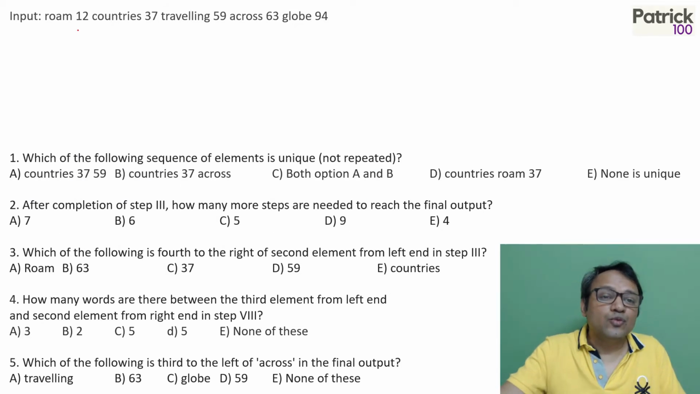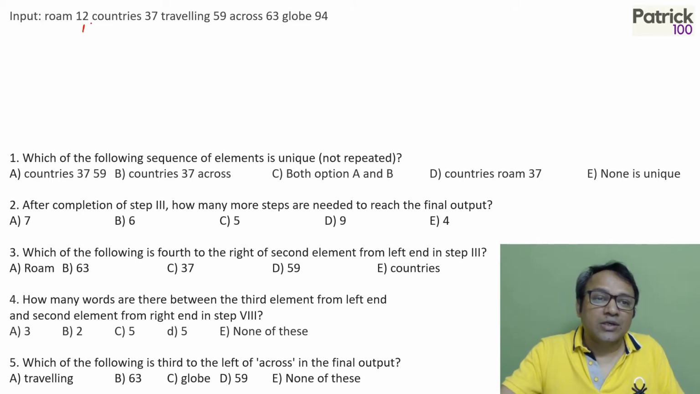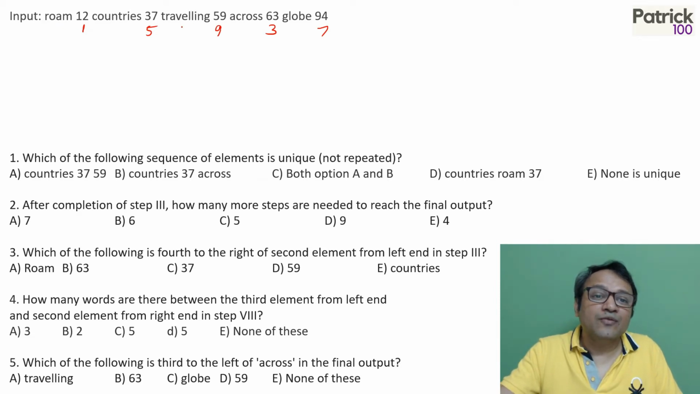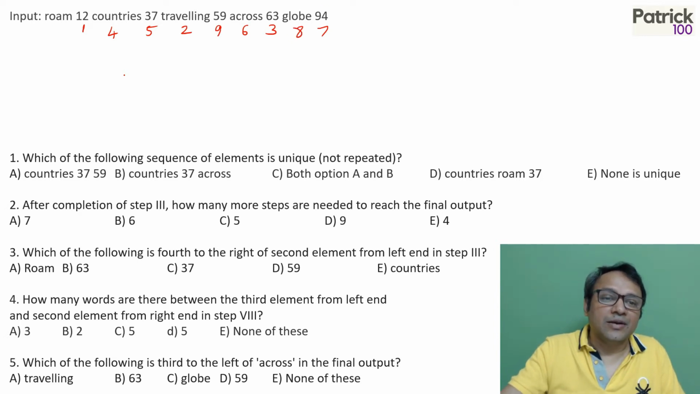So one way to solve is to write down the whole sequence. 12 will be arranged first, that's the minimum sum of digits. Then will be 63 in the third step. Then 37 in the fifth step, 94 in the seventh step, and 59 in the ninth step. If you look at words, the largest will be first. So traveling in the second step, countries in the fourth step. Then comes across in six, more number of letters. Then globe will be eight. Rome will be automatically arranged in the end.